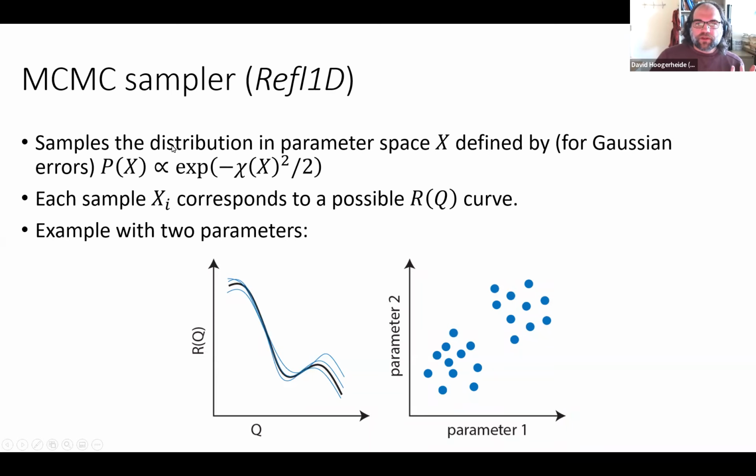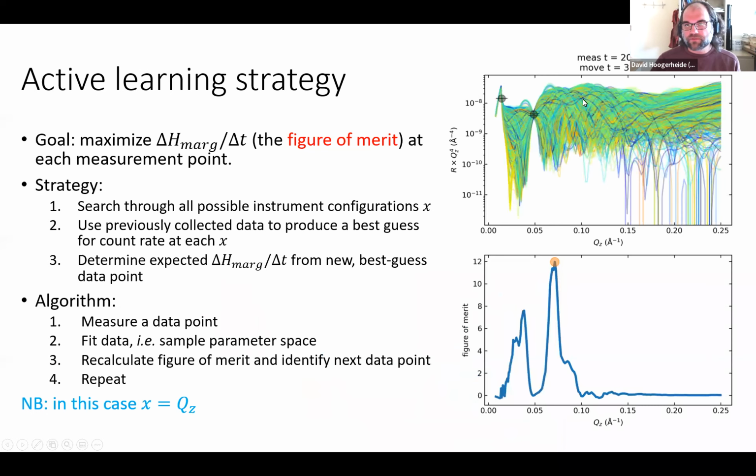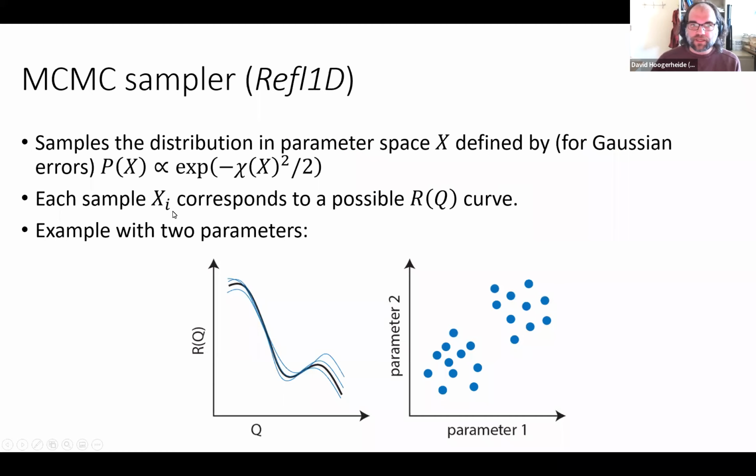Now, one thing to remember here is that each time we sample this distribution, we get a new set of parameters that could describe our model, that's allowed by the data we've taken so far. And each one of these corresponds to a possible R of Q curve. So in this previous graph, each one of these curves that you see here corresponds to one parameter set xi.